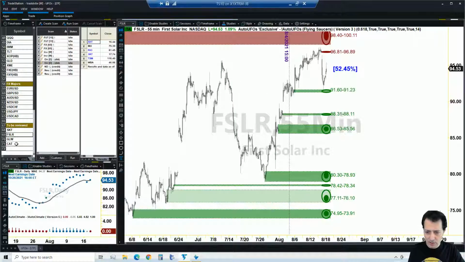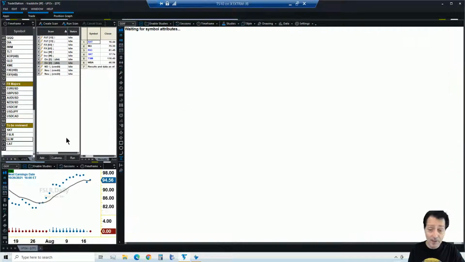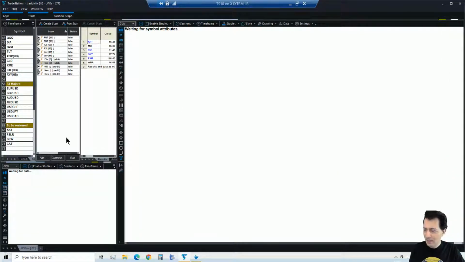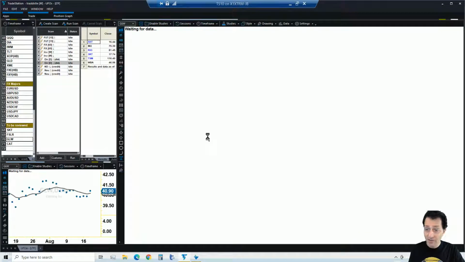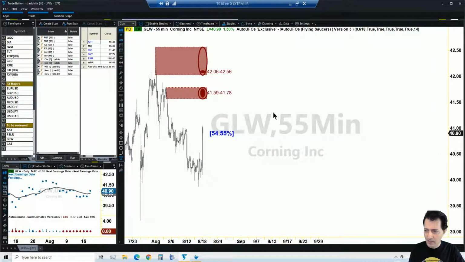Back to TradeStation, GLW and Caterpillar. And by the way, here I need to share something with you guys that is going to have us close those two trades actually.